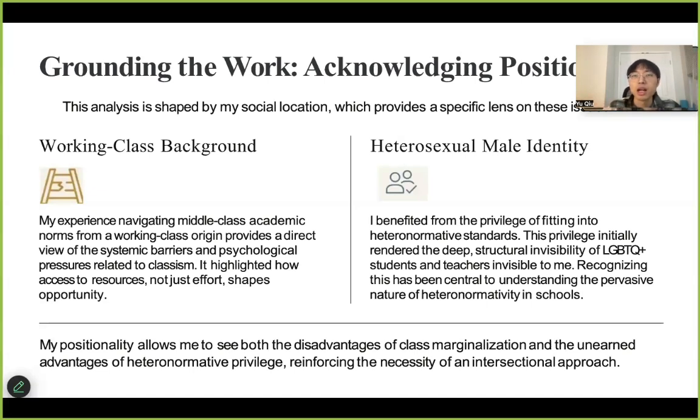As I discussed in part one, I internalized assumptions such as boys are naturally better at STEAM subjects, which is not true. I'm not good at math. I sucked at math. But after reflection, I recognize gender oppression manifests in many forms during my schooling, including rigid expectations for boys and girls, unequal teacher attention, and curriculum and textbook bias. So my position allows me to see both the disadvantages of class marginalization and the unearned advantage of heteronormative privilege, which reinforces the necessity of an intersectional approach.